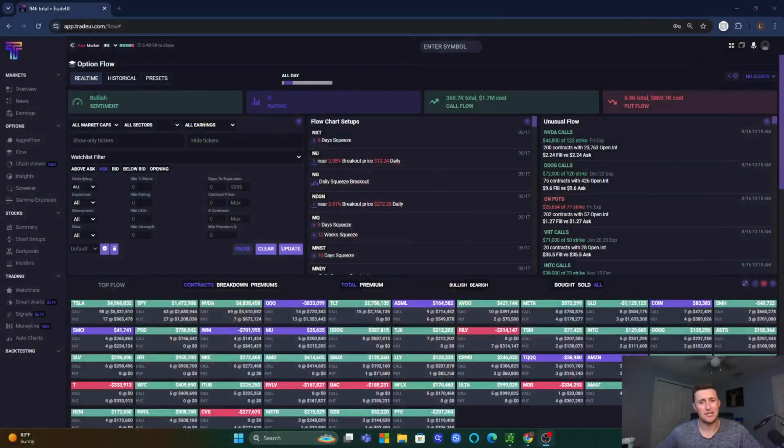The reason we want to utilize option flow is because right at the market open, it shows us where a lot of inflow or outflow of different size positions are coming into the market on a certain asset. So what I want to do is actually show you TradeUI.